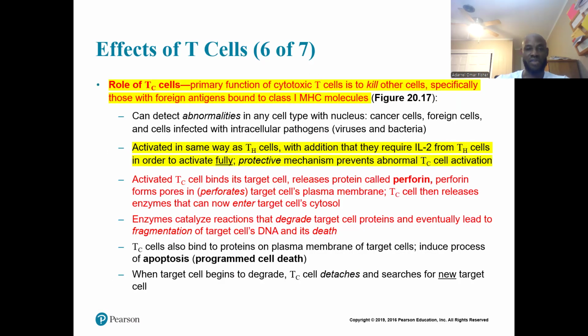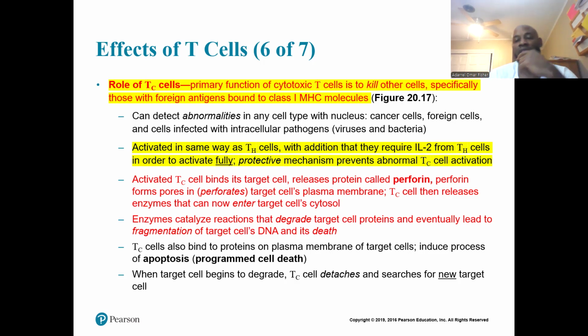The cytotoxic T cells, their job is to kill, right? They're fighters. So they specifically work with foreign antigens bound to class 1 MHC molecules. They can detect abnormalities in any cell types with a nucleus, cancer cells, foreign cells, right? They can seek. They're like private detectives, finding the enemy. They're activated very similar to helper T cells, with the addition that they require the IL-2, the interleukin-2 from T cells in order to fully activate.